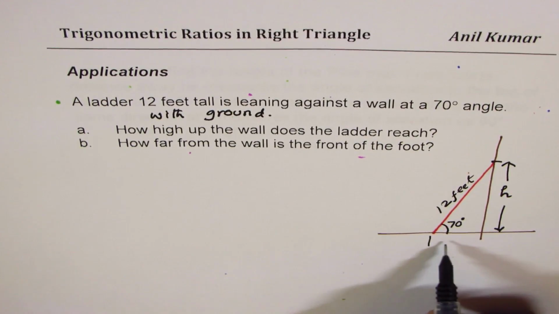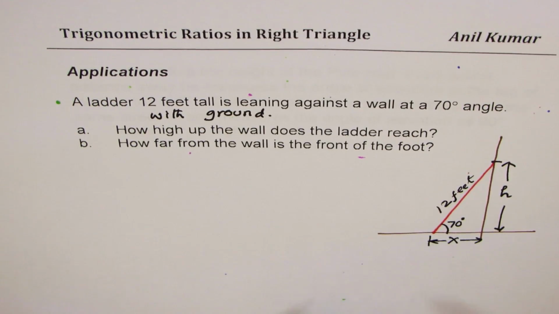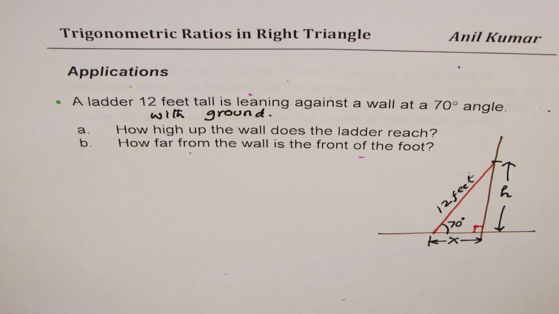So that means this side. So let's say this is x. So these are the two things which we have to calculate. Since the wall is always upright, we'll consider this to be a right triangle. So that is our assumption most of the time.